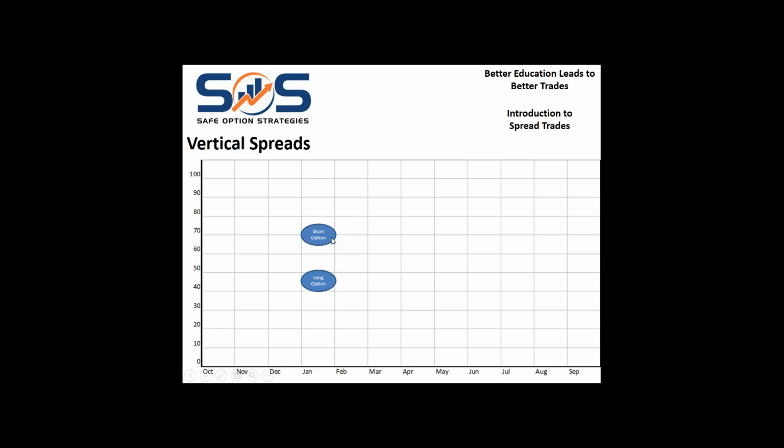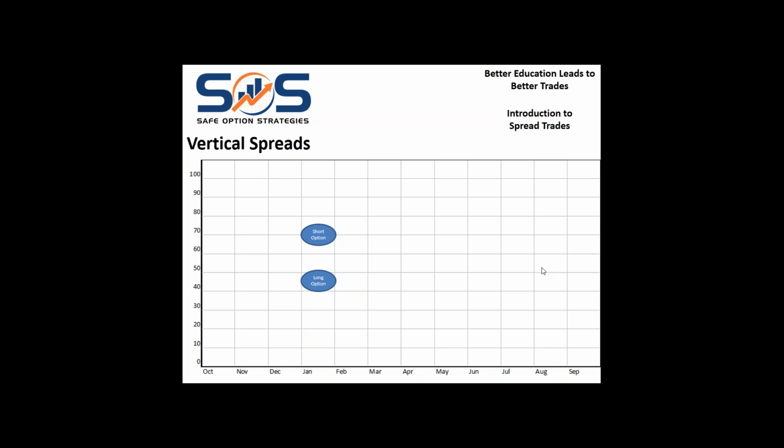All a vertical spread means is there's one option at a higher strike price than the other. Jeff, do the options and ratio spreads all have the same strike price? They can, but they don't have to.